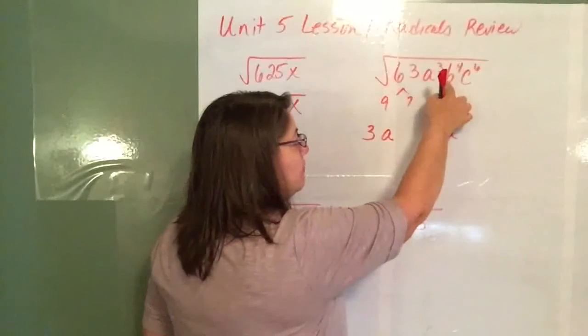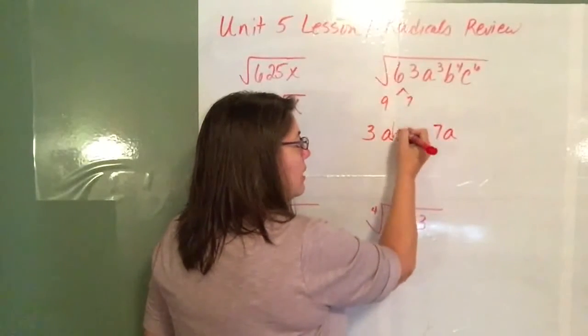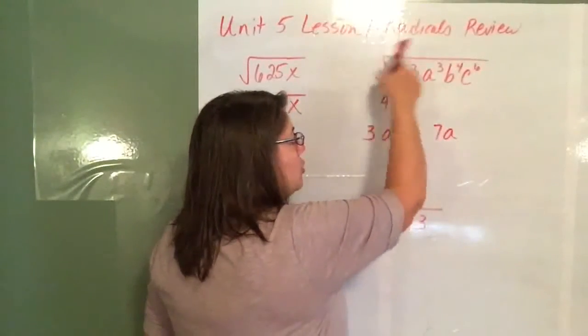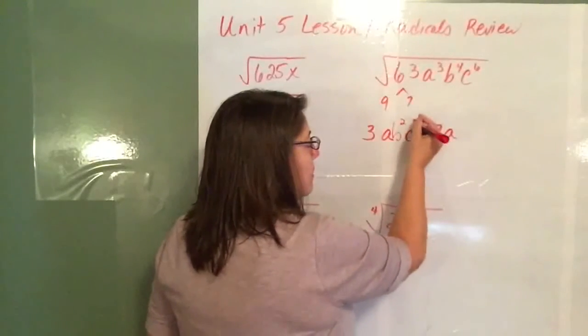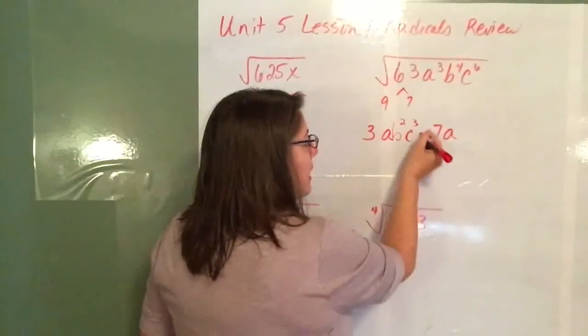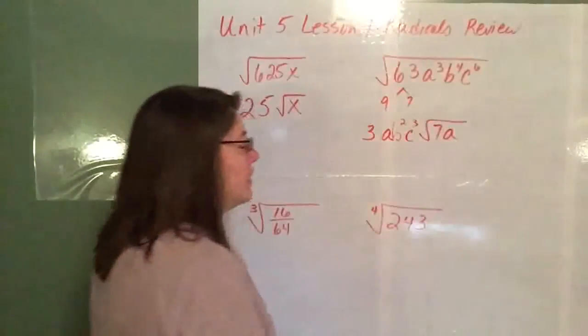2 goes into 4 twice, so I can bring out 2 b's. And 2 goes into 6 3 times, so I can bring out 3 c's. And that stuff is left underneath the radical.